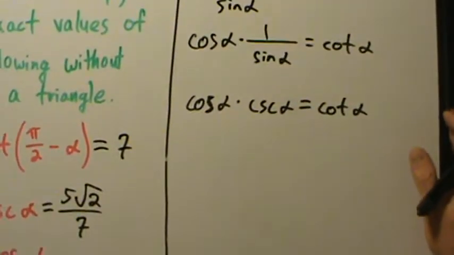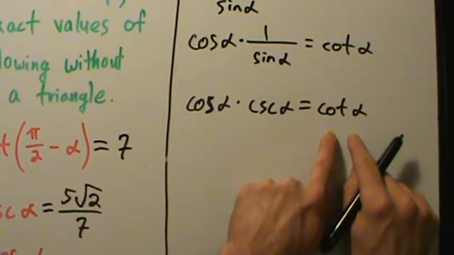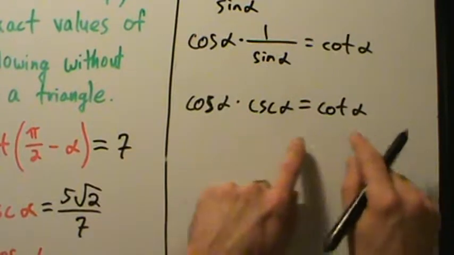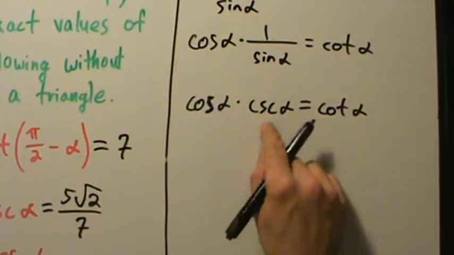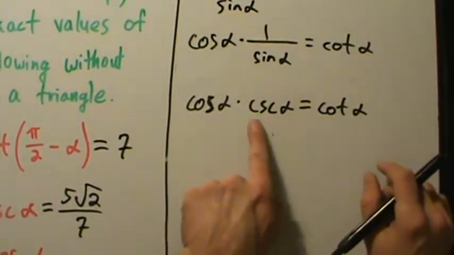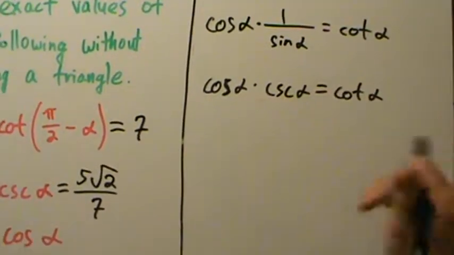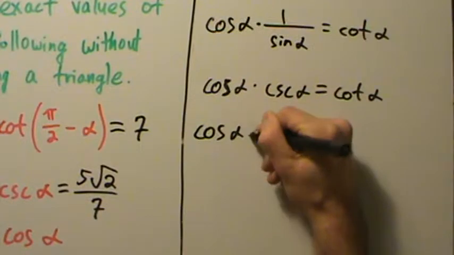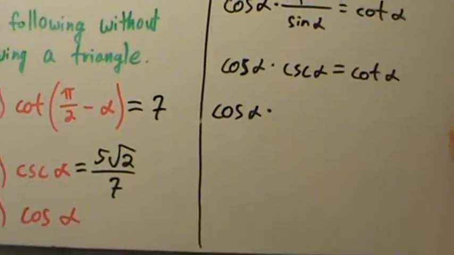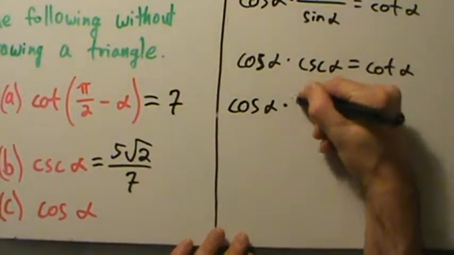Now this is great because we know the cotangent, and we know the cosecant. We were given the cotangent and we found the cosecant in part B, so since we know this and we know this, we could use them to find this. So that's great. Now cosine of alpha times, what is the cosecant? It's 5 root 2 over 7.